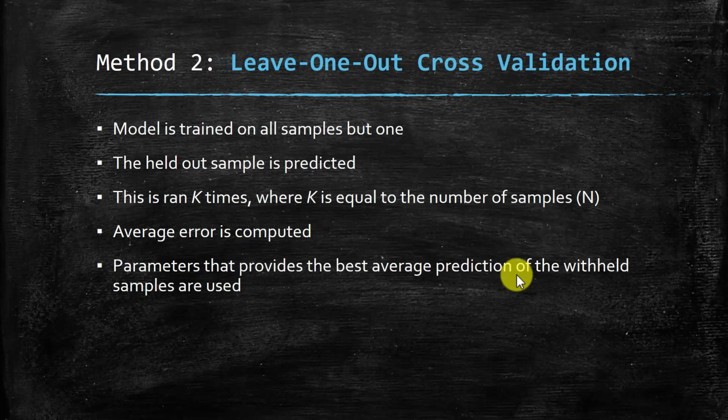Okay, so one way we could do it is leave one out cross-validation, or LOOC. Sometimes you'll see it written that way. In this case, the model's trained on all the samples but one. The held-out sample is then predicted. This is run k times, where k is equal to the number of samples, n. Then you calculate an average error, and the parameters that provide the best average prediction of the withheld samples are used. So effectively, you're training on all the samples but one, seeing how well it predicts the withheld sample, doing that such that all the samples are held out, and then trying to obtain the best accuracy based on the parameters. I generally don't use this method. I think there are better methods. You do see this used occasionally with k-nearest neighbor.